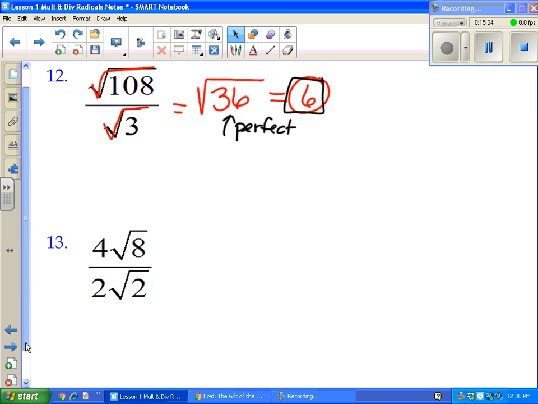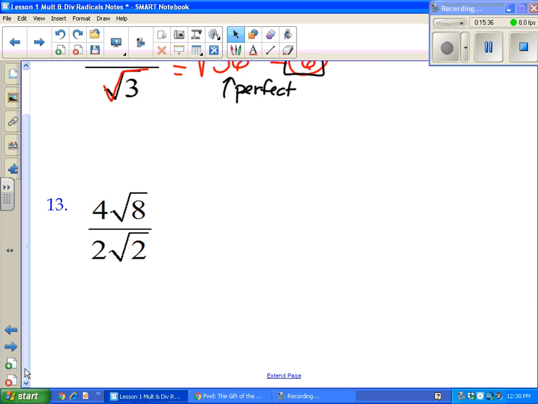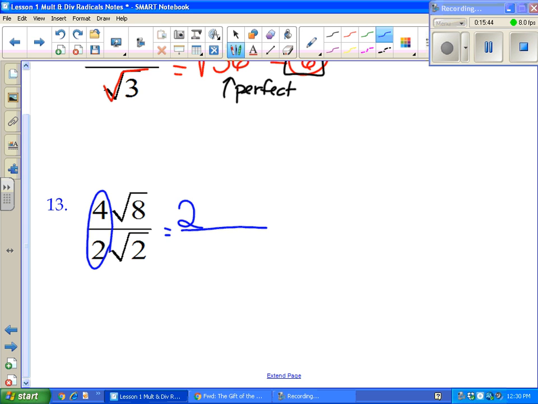All right, number 13. I'm going to go ahead and divide these. And I can actually do it this way. I can divide outsides by outsides, keep it outside. So that's going to give me a 2, and that's in the top. I can also divide inside divided by inside and keep it inside. So square root of 8 divided by square root of 2 is square root of 4. Turns out square root of 4 is a perfect square. So that comes out as another 2. So multiplying the 2's on the outside gives me 4 as my final answer.